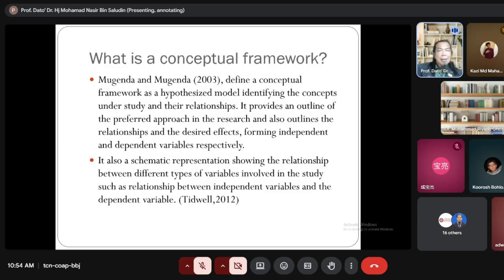Mugenda and Mugenda 2003 define a conceptual framework as a hypothesized model identifying the concepts underlying the study and their relationship. It provides an outline of the preferred approach in research and also outlines the relationship and desired effect forming independent and dependent variables respectively. It is also a schematic representation showing the relationship between different types of variables involved in the study, such as the relationship between independent variable and dependent variable.